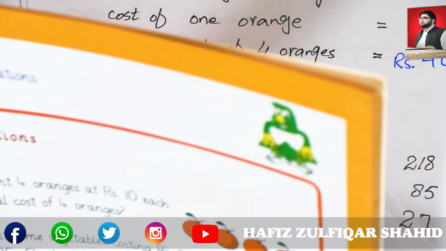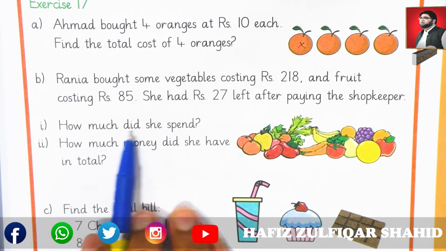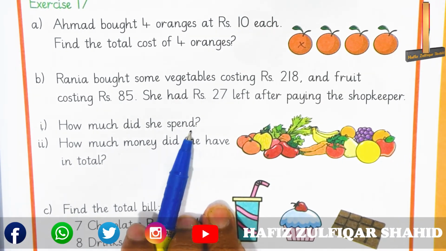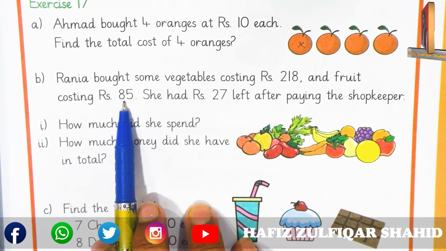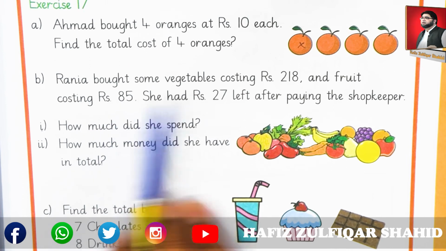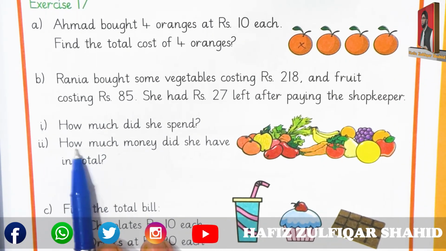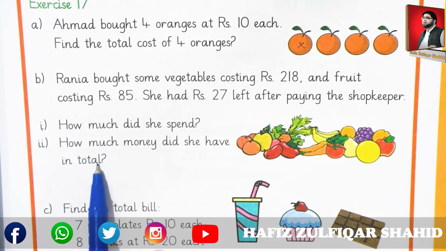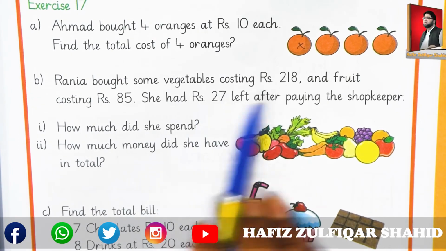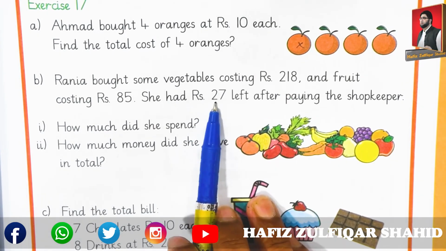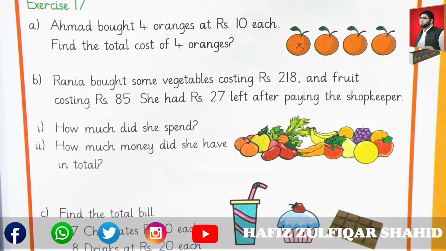Now what do we have to do? We have to find, number 1, how much did she spend? It means how much she paid for vegetables and for fruits altogether. We will add these two numbers. Secondly, how much money did she have in total? It means now add 27 to the answer of what she paid to the shopkeeper.